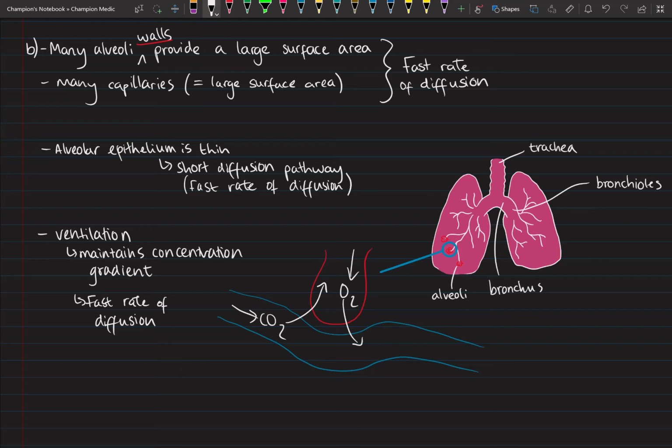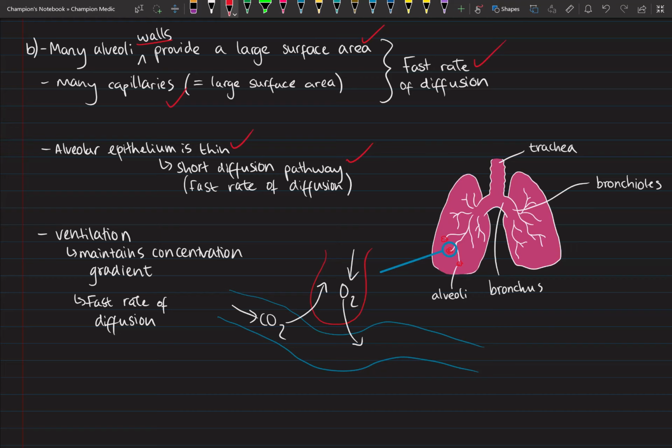So we've just finished that. To summarize, many alveoli walls get you a large surface area, that gets you a mark. Many capillaries with large surface area, that gets you a mark. Fast rate of diffusion, that gets you a mark. Alveolar epithelium is thin, that gets you a mark. Shorter diffusion pathway, that gets you a mark.